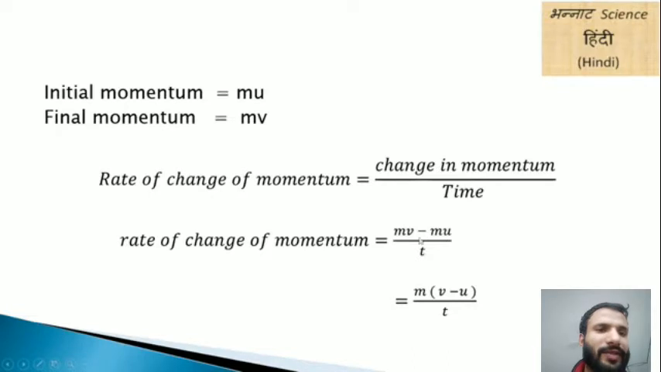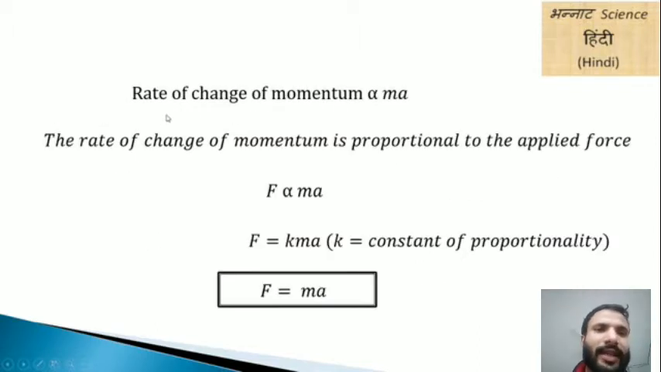The rate of change of momentum, in the class also we have discussed. So when we take m as common, we will get v minus u upon t. When we derived the equation by the graphical method, we also derived this v minus u upon t. All of you are recalling that. So rate of change of momentum is directly proportional to mass into v minus u upon t, which we have already discussed. That is what? a, acceleration.